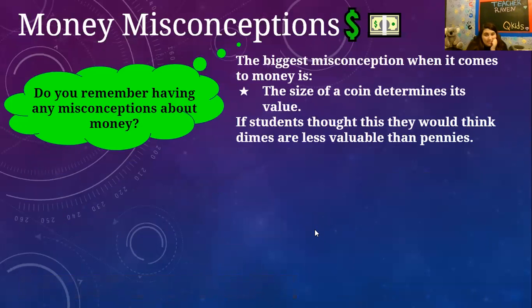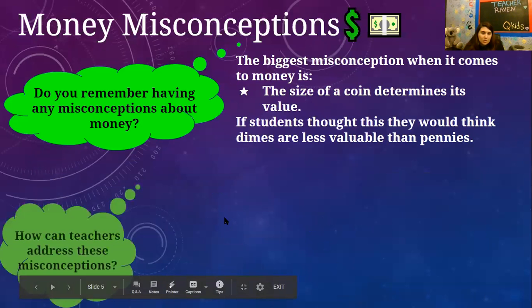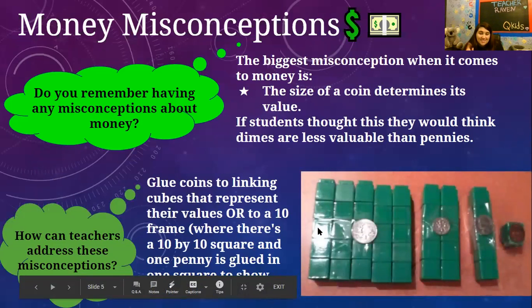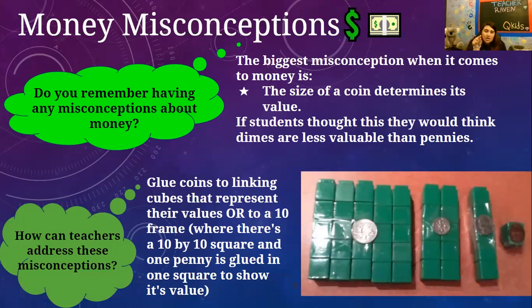The biggest misconception when it comes to money is that the size of the coin determines its value. So students see a dime or a penny, and they think the dime is less because it is smaller. How can we address this misconception? You can glue coins to linking cubes like this to represent their values, or to a 10 by 10 frame where the penny is glued into the 1 square to show it has a value of 1.